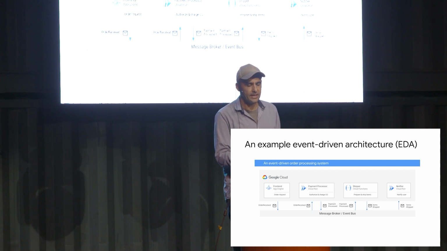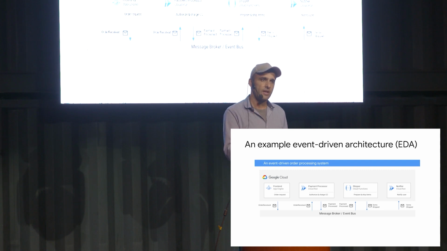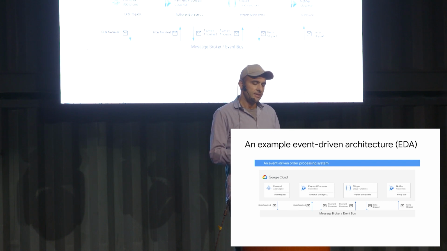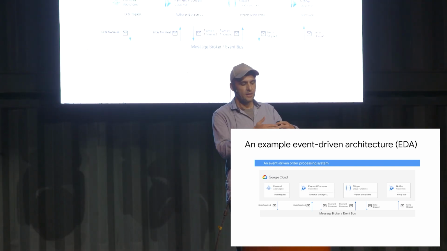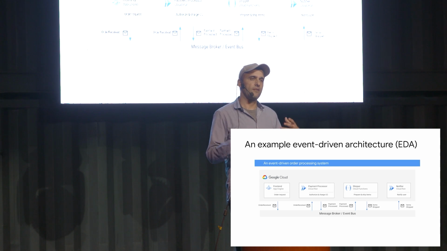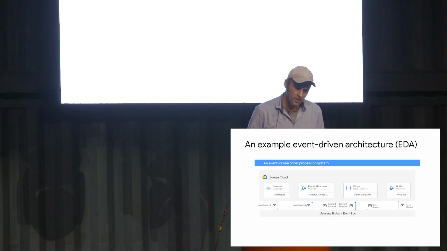And the key thing here is that these services don't know about each other, they don't care about each other, they are not communicating directly. They are communicating indirectly through events, through this message broker or event bus. And this allows us to have loosely coupled services where we can add them and remove them at will, and there's no tight coupling between services.